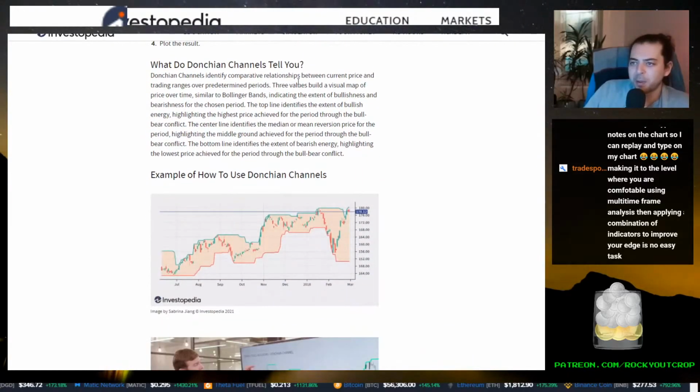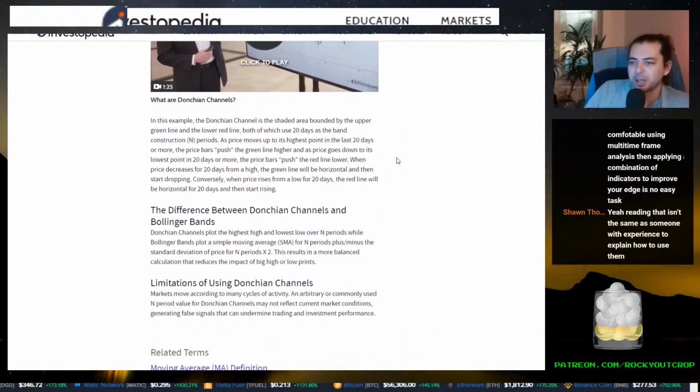Donchian channels identify comparative relationships between current price and trading ranges over predetermined periods. The three values build a visual map over time, similar to Bollinger Bands, indicating the extent of bullishness and bearishness for a chosen period. The top line identifies the extent of bullish energy, highlighting the highest price achieved for the period throughout the bull-bear conflict. The center line identifies the median or mean reversion price for the period, highlighting the middle ground achieved through the bull-bear conflict. The bottom line identifies the extent of bearish energy, highlighting the lowest price, blah blah.